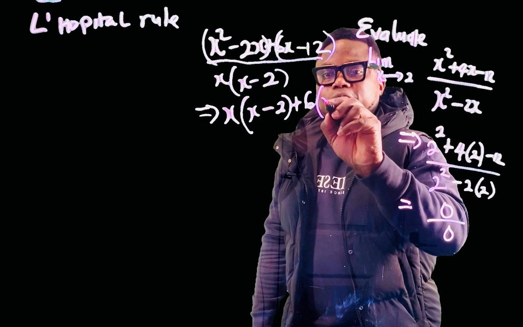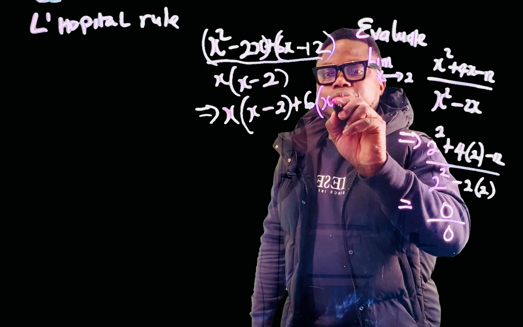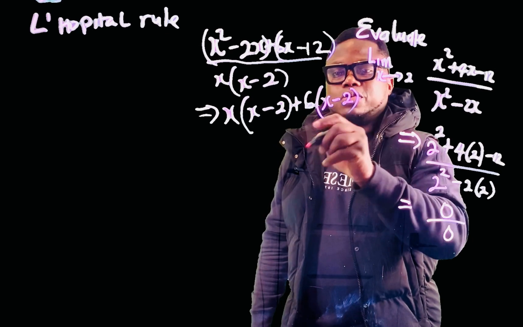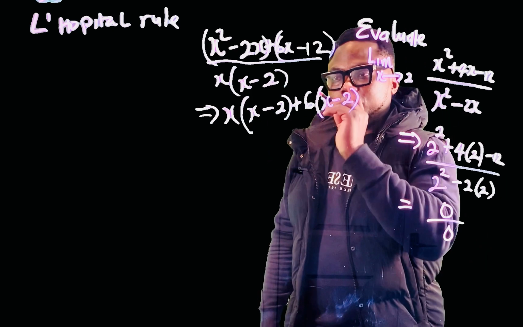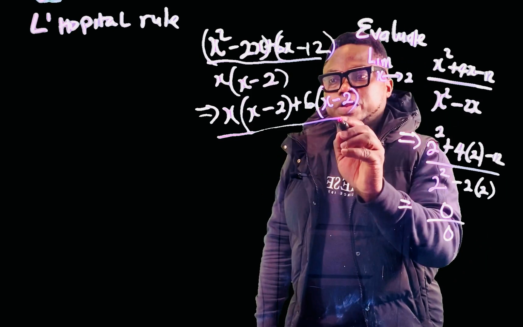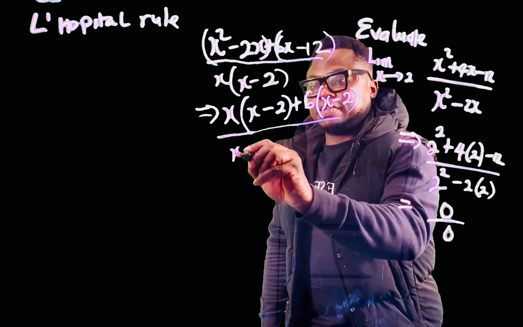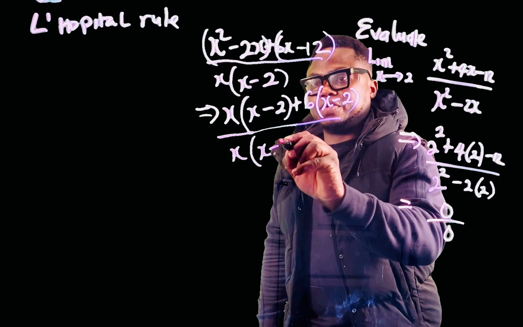I'll put x here, minus 2, because 6 times 2 is 12. So you can see this and this are common. I'm going to pick one. But remember, we have a denominator. So I'm going to write x bracket x minus 2.